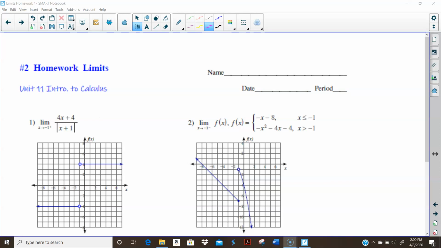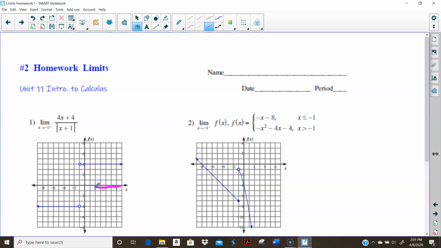Number 2 homework on limits. On the first problem, we're going to use the given graph to find the limit. It says the limit as x approaches -1 from the right. That plus means from the right. So you are coming in from the right-hand side to -1.